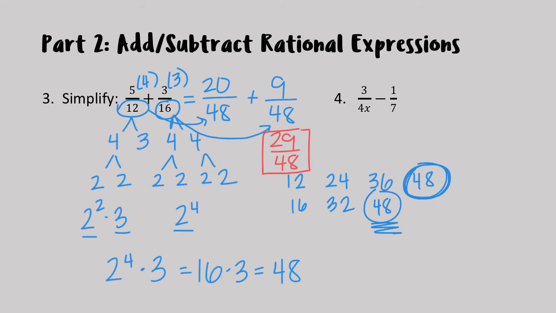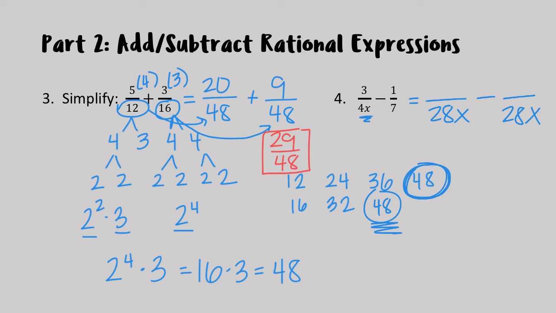So now in 4, same idea. Now we have a variable there. So if I just ignore the x and think of a common denominator for 4 and 7, the lowest number that 4 and 7 go into is 28. But because this denominator has an x in it, I need to include that, and the other denominator is going to need to have an x. So 28x is my common denominator.